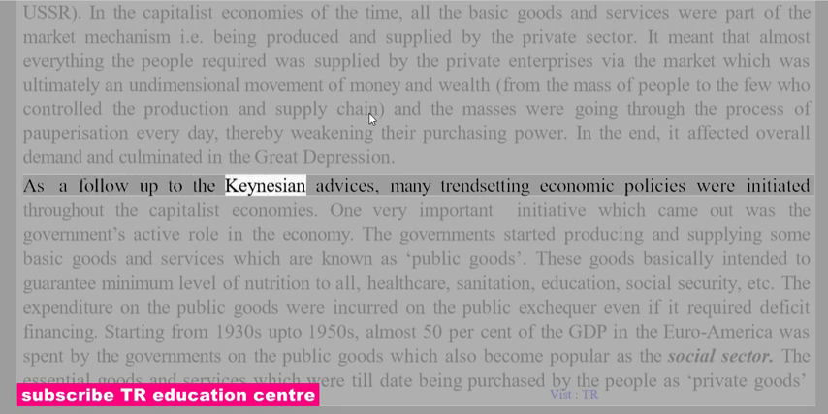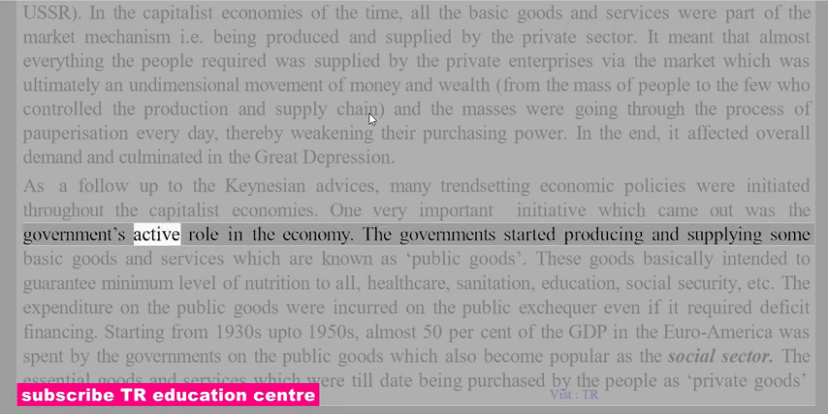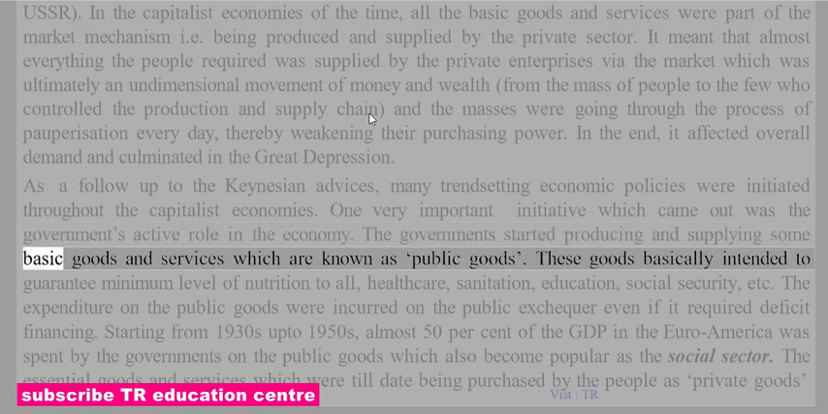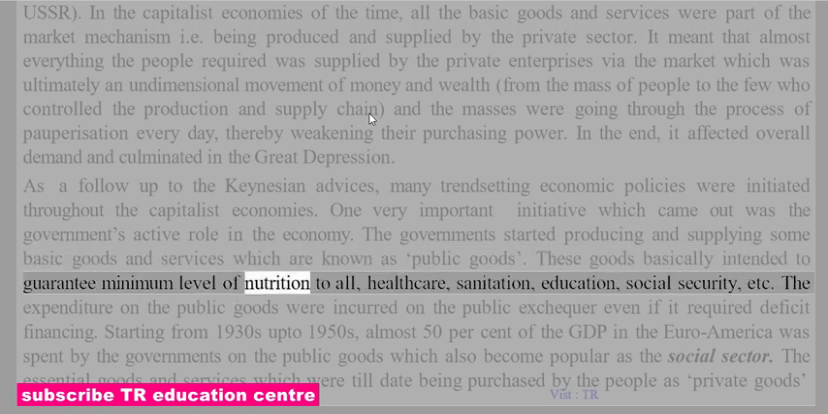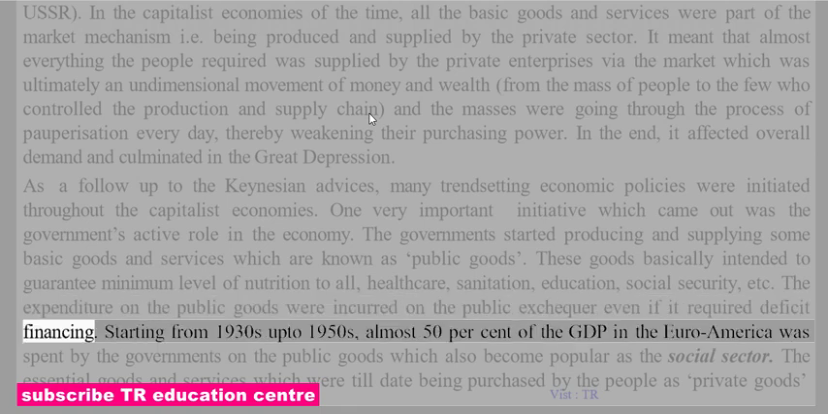As a follow-up to the Keynesian advice, many trend-setting economic policies were initiated throughout the capitalist economies. One very important initiative which came out was the government's active role in the economy. The governments started producing and supplying some basic goods and services, which are known as public goods. These goods were basically intended to guarantee a minimum level of nutrition to all, healthcare, sanitation, education, social security, etc. The expenditure on the public goods was incurred on the public exchequer even if it required deficit financing.